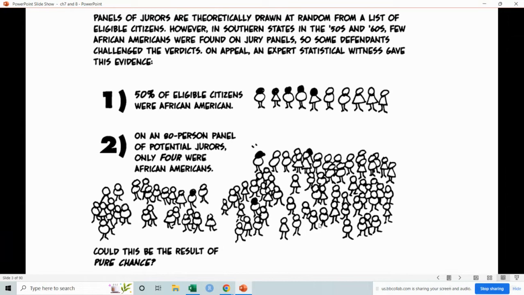On appeal, an expert statistical witness gave this evidence. 50% of eligible citizens were African American. On an 80-person panel of potential jurors, only 4 were African Americans. Could this be the result of pure chance?